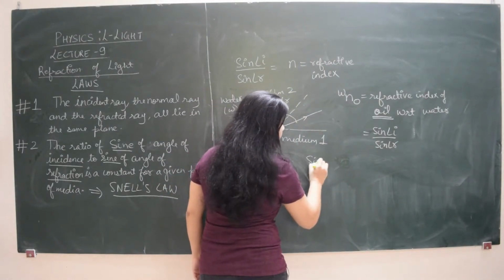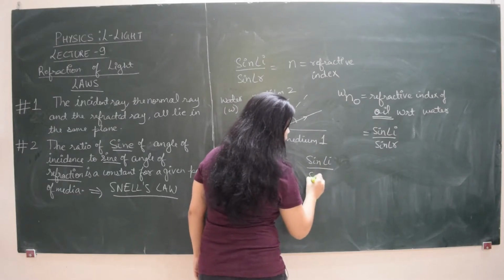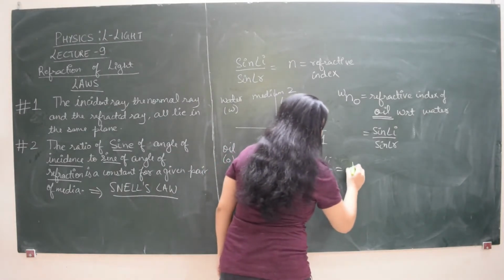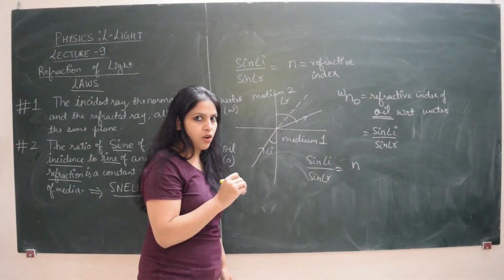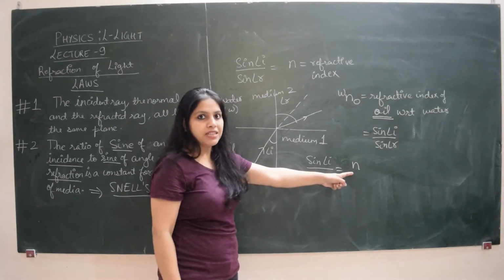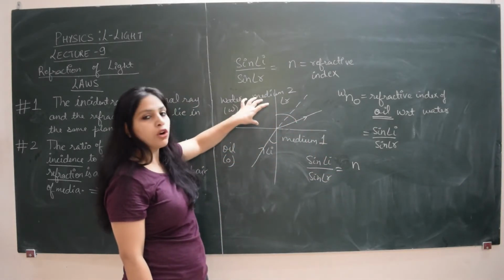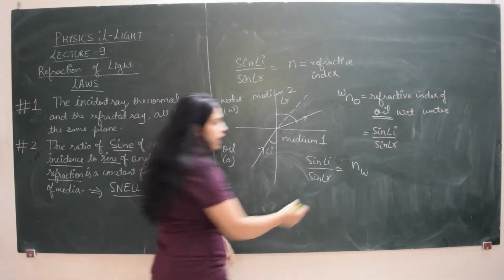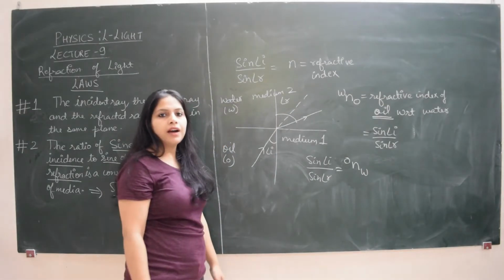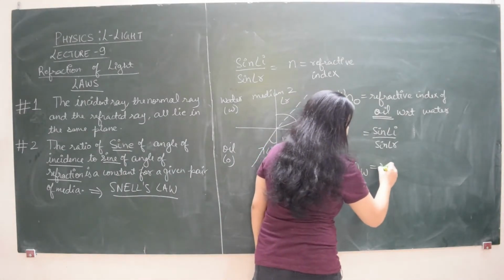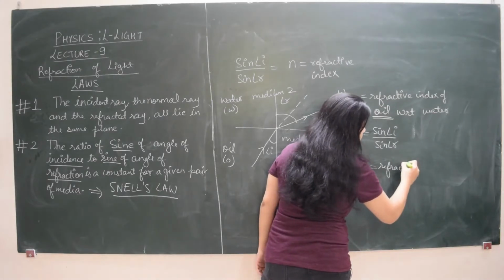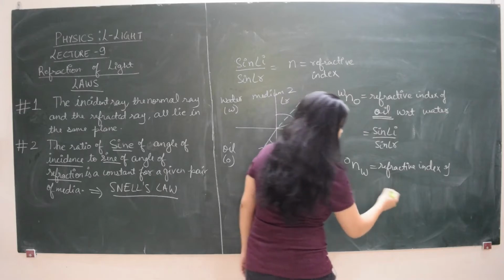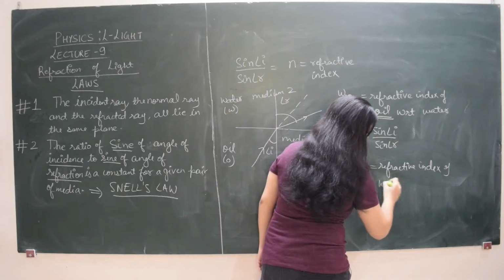So sin I upon sin R basically becomes this constant according to Snell's law, and now this constant is representing the refractive index of water. So I will put W here, and the first medium was oil, so I will put oil here at the top, and this is basically the refractive index of water with respect to oil.